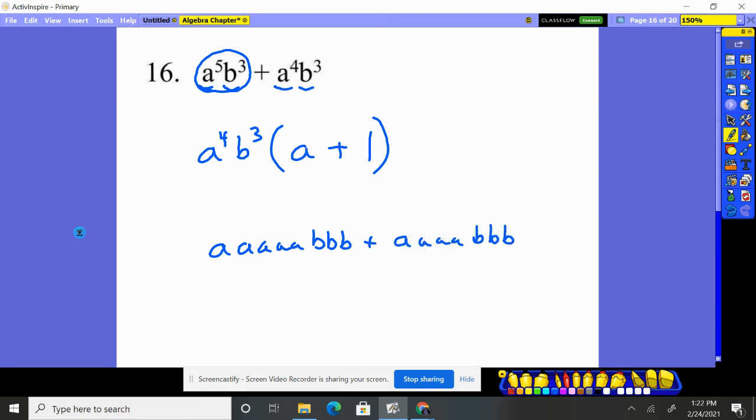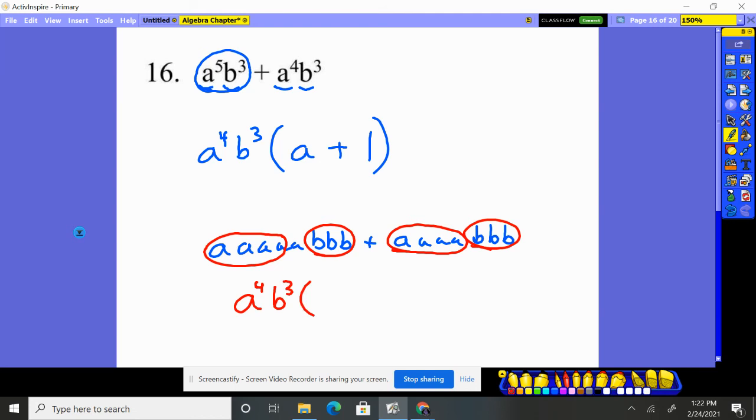And we say, okay, what do they share? Well, he has 4 A's and he has 4 A's. So those can come out. 3 B's, 3 B's. So we can pull all 4 A's out, all 3 B's out, and then left behind is that A right there, plus nothing there, which means the number 1. And that's how we'd get the answer if we want to do it that way.